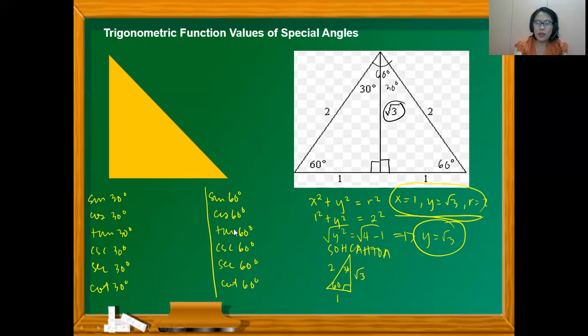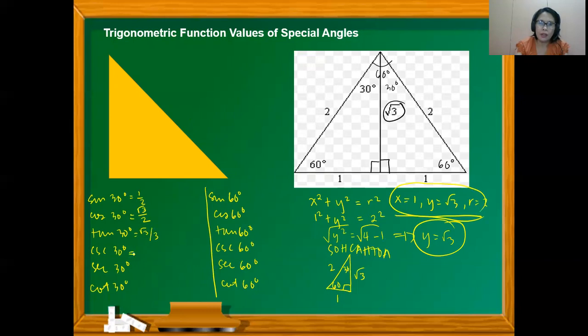With sine 30, this is y over r, or opposite over the hypotenuse, so this is 1 half. Cosine 30 is the adjacent side, square root of 3, over the hypotenuse, so we have square root of 3 over 2. And then tangent: opposite side 1 over adjacent side square root of 3, or square root of 3 over 3.